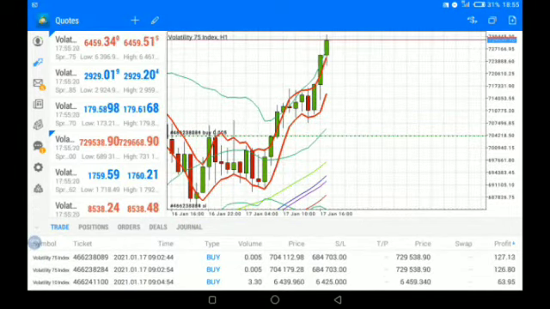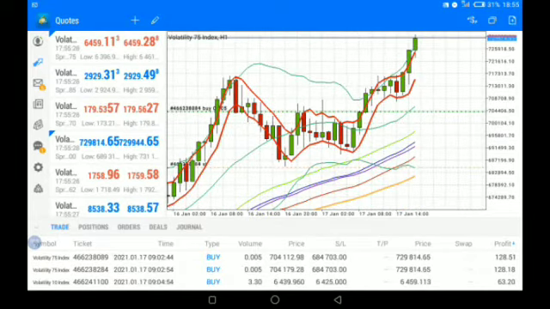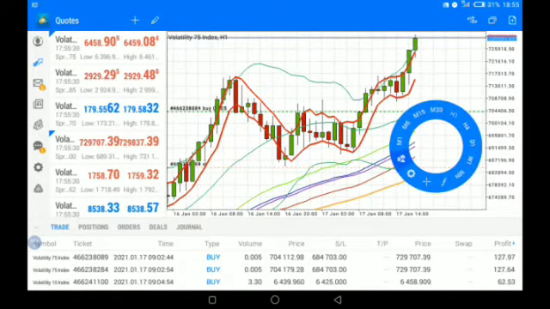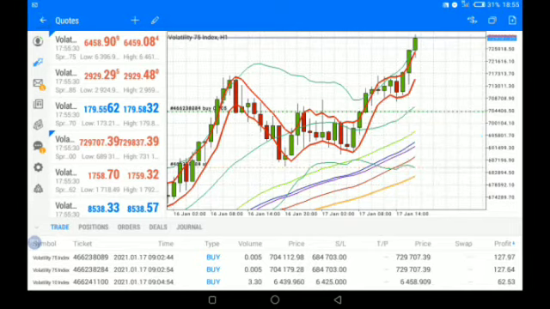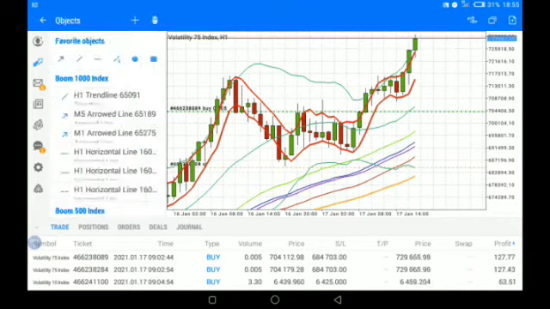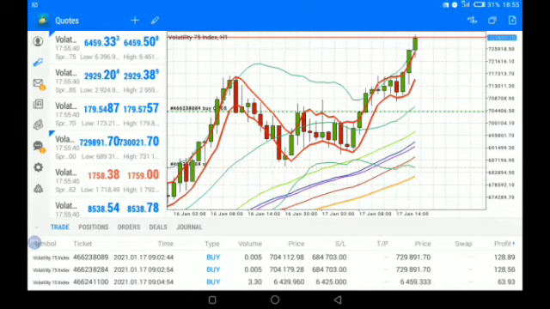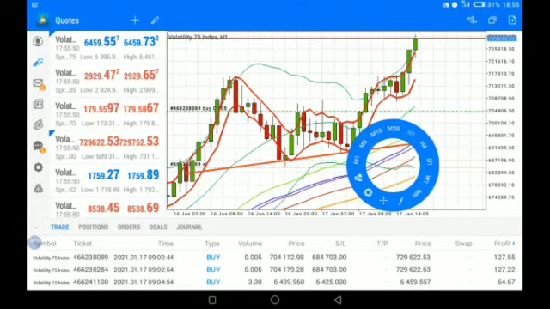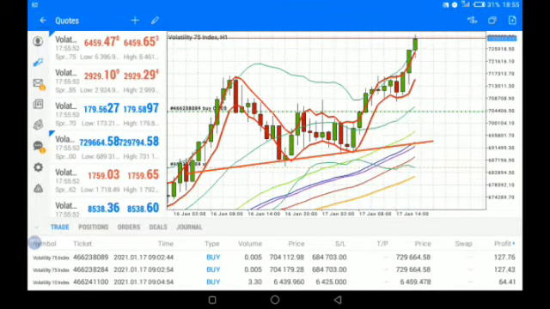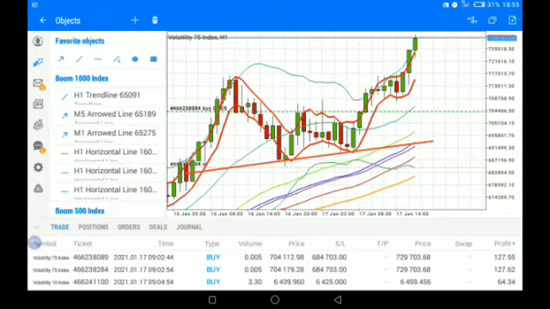Alright, you can see the status of the trade. This is the status of volatility 75. Like I said, I took this trade because of the double bottom, right. You can see the progress this trade has made so far.